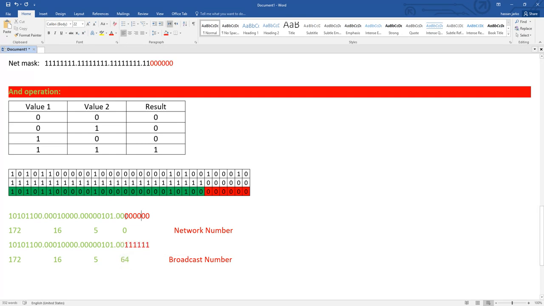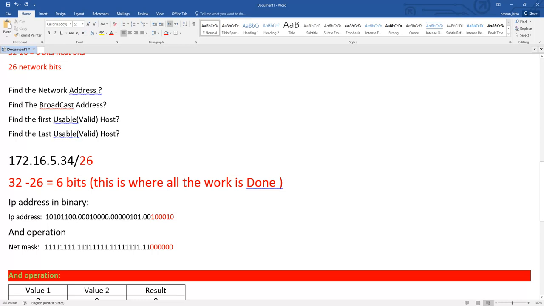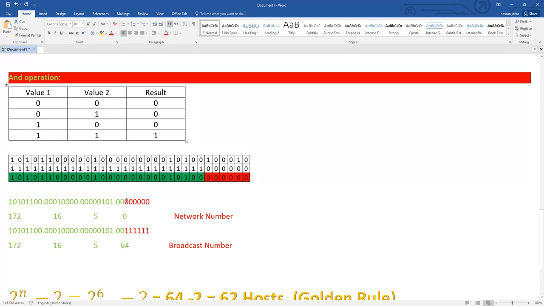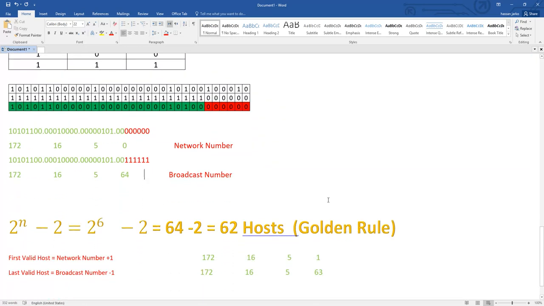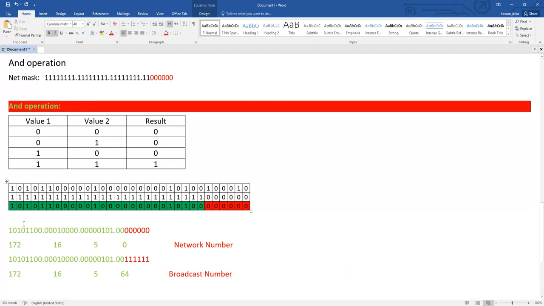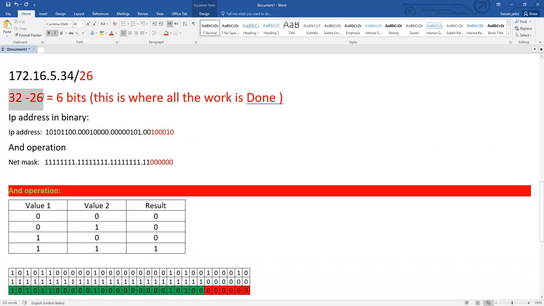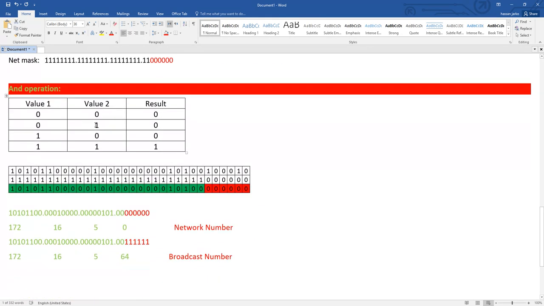Again, the last 6 bits, which we got from here, if you forgot, is 32, the total number of bits for any IP, minus the CIDR notation, and we get 6 bits. Okay, so those 6 bits, we will switch them from zeros to ones. We will get the broadcast number. And then we will have a golden rule. Anyone who wants to make subnetting must remember it. It says 2 to the power of n, and n will be this one: 32 minus 26 equals 6. 6 bits again. Our famous 6 bits are appearing here.